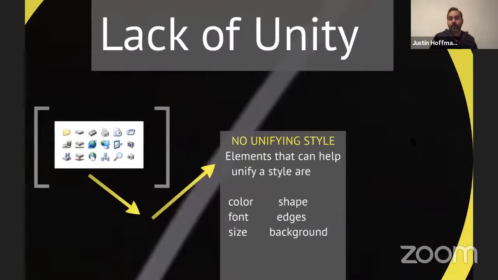Lack of unity. So when you're creating icons, also think about all the icons that are going to be part of the common whole within your app or your design that you're developing. And think how those icons are going to relate to each other. So you see here in this picture that there's a lack of unifying style. Elements that can help unify a style are color, shape, font, edges, size, and background. In this case, we're looking at these icons and it's a bit dated.